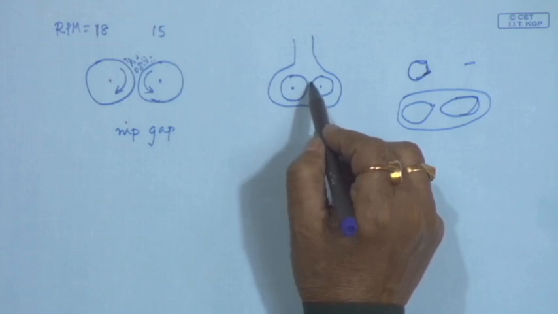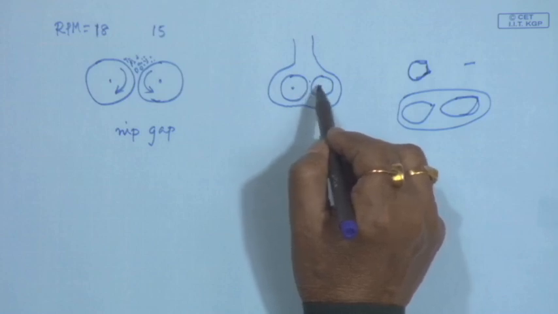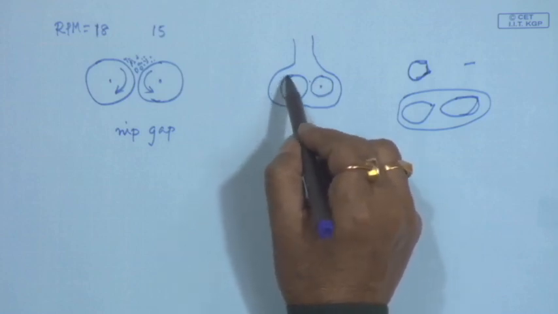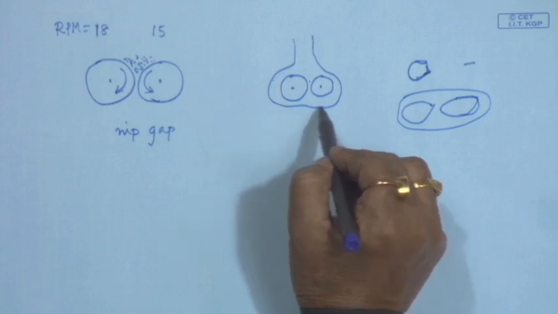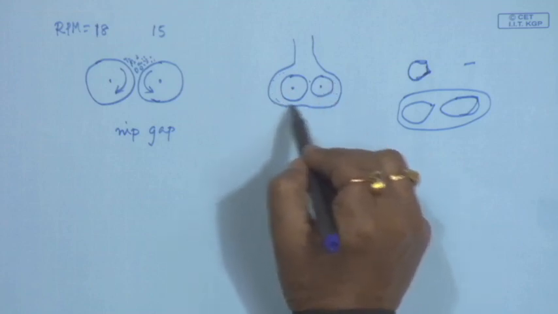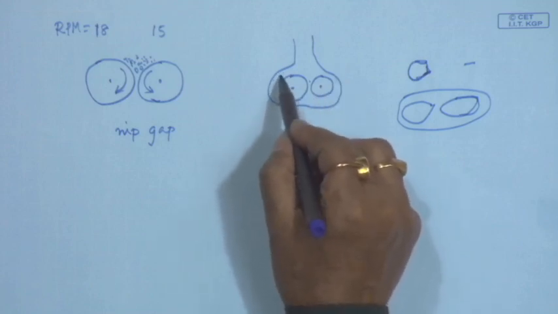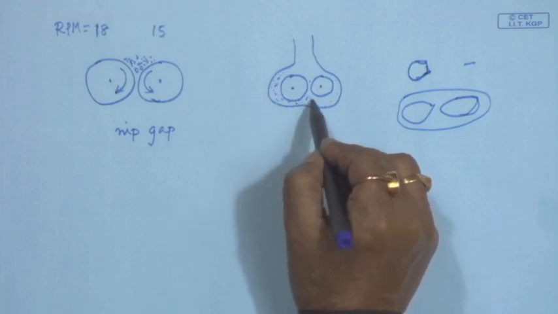Here we can get the shear action at the gap between the two rolls, the rotors, as well as at the stationary wall of the chamber, where we can also have shearing action.